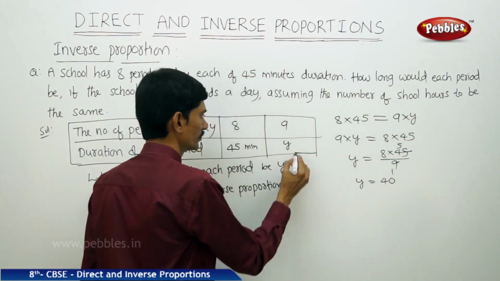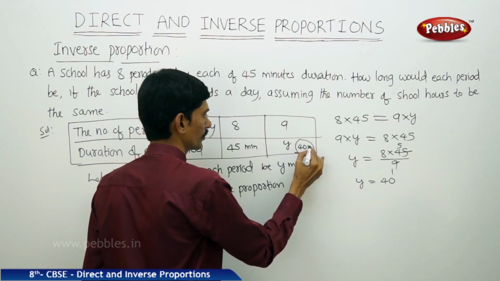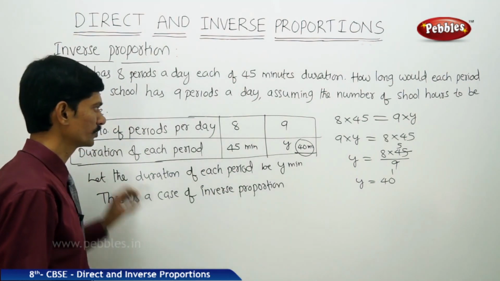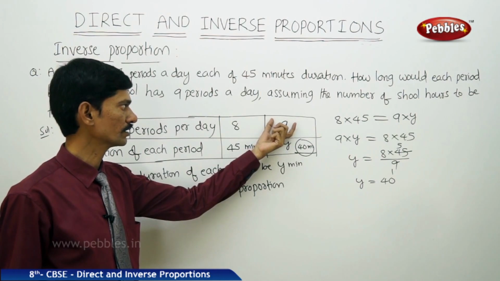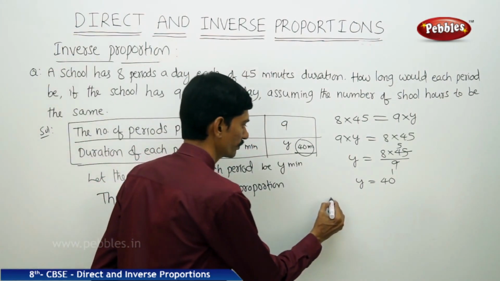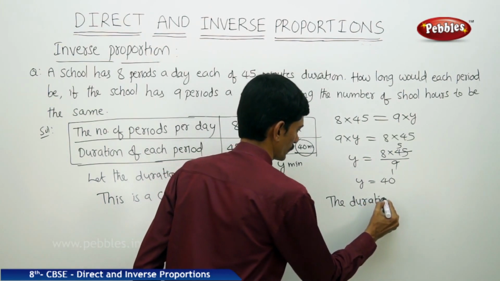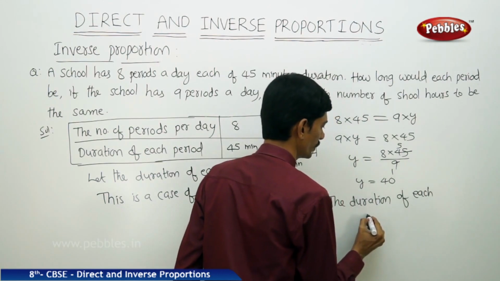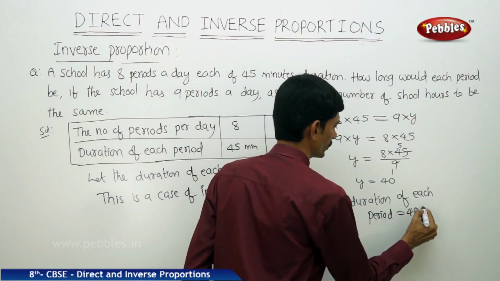So there are 40 minutes in each period, meaning the duration of each period is 40 minutes. So when you take the number of periods as 9, the duration of each period equals 40 minutes.